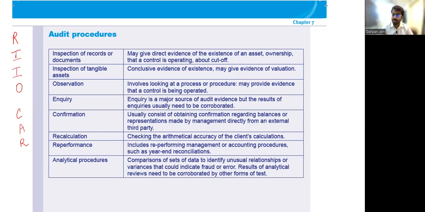Like for example, BRS, bank reconciliation statement, or let's say depreciation calculation. If you are doing it on your own again, then that's a reperformance. In recalculation, what were you doing? You were taking their calculation and checking for arithmetical accuracy. Don't get confused. How are recalculation and reperformance different? In recalculation, you were obtaining their BRS, their depreciation calculation, and checking whether arithmetically that is correct or not, to check whether the addition, subtraction, division, multiplication is correct or not.